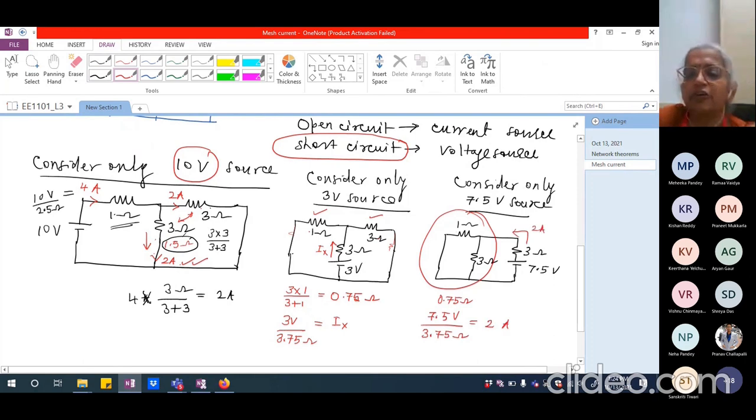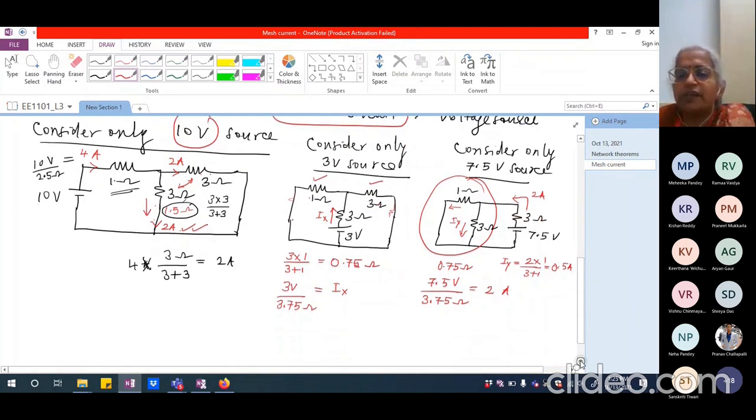This is 2 ampere. Now this 2 ampere divides itself into two portions. So whatever is the amount that is going to flow through this will be 2 multiplied by 1 divided by 3 plus 1, which is 4. So this is going to be 0.5 ampere, which is going to flow here. If I call this Iy, Iy is going to be 0.5 ampere.